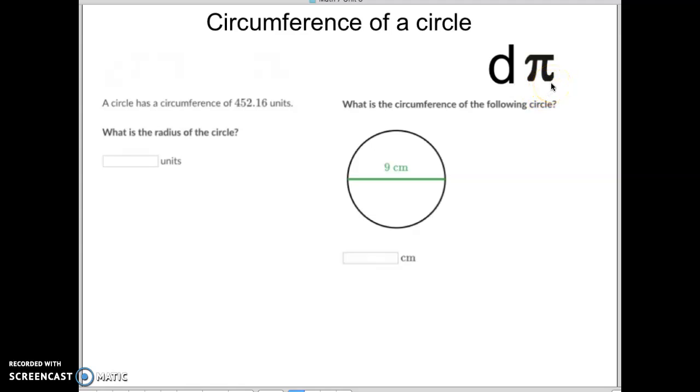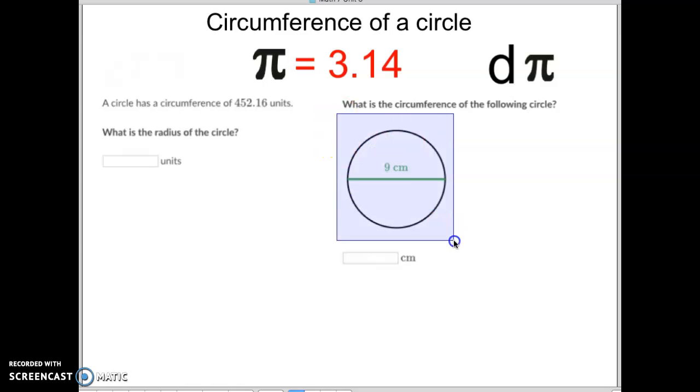Because that's impossible to work with, mathematicians have simplified it. What we use for pi is simply 3.14. That's not the real measurement of it, but it's really close. So whenever you're going to make calculations, we just substitute in the number 3.14 for pi. In this case, my diameter is 9, so I'm going to plug that in for the diameter, plug 3.14 in for pi, and multiply them out.